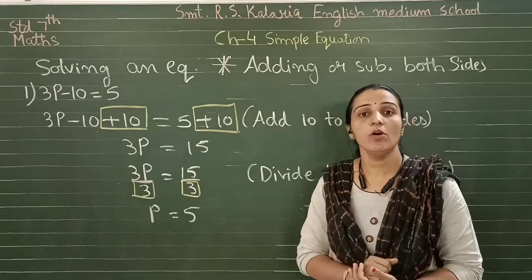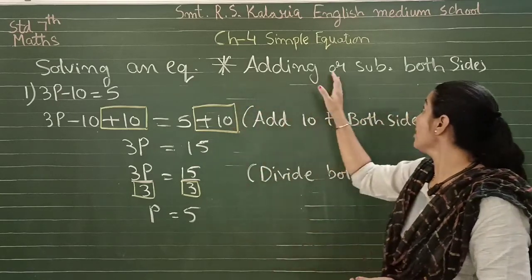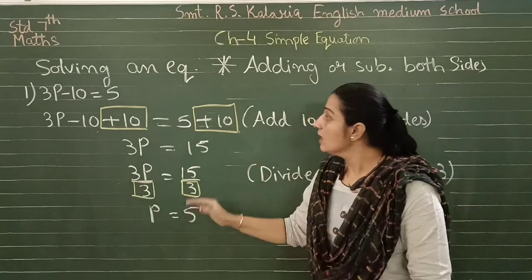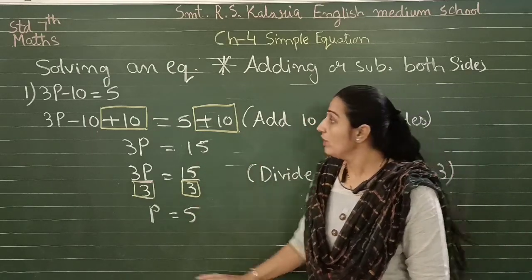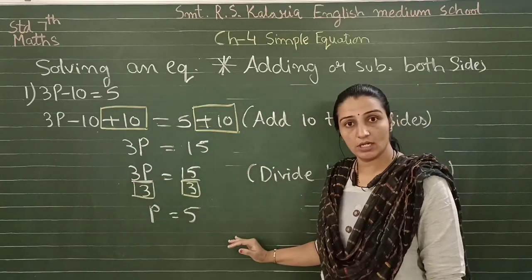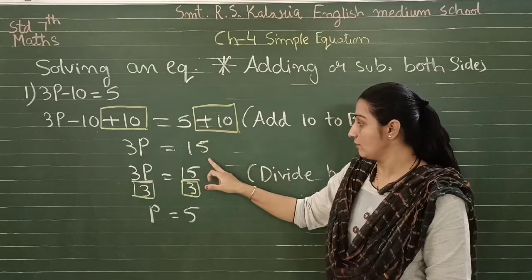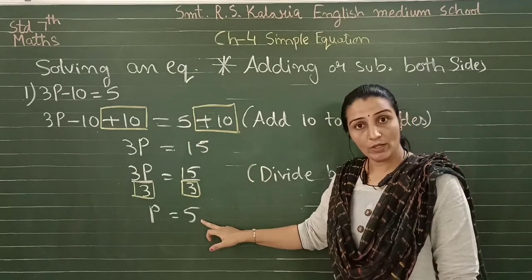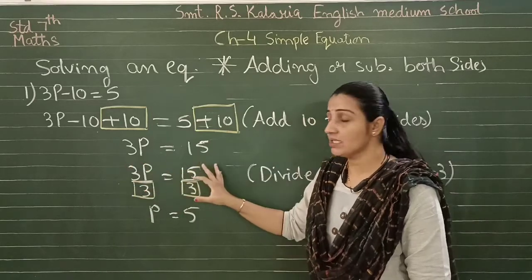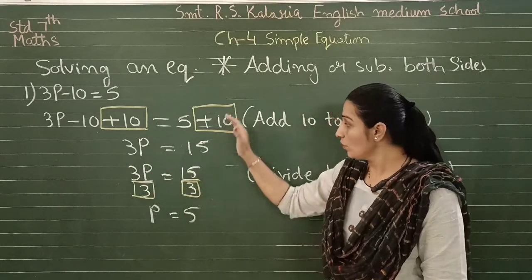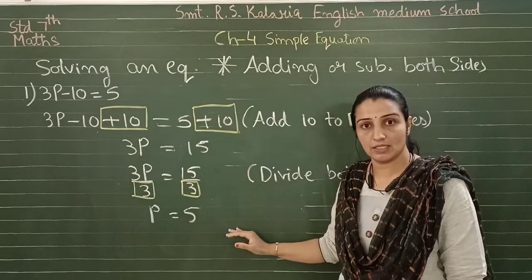So the name of this method is adding or subtracting both the sides. And here, please see that LHS is solved on one side and RHS is done on another side. That is 10 plus 5 is 15. 15 divided by 3 is 5. When you see the relation between this and this, you would be confused. So this type of sum you have to look at and solve in this way.